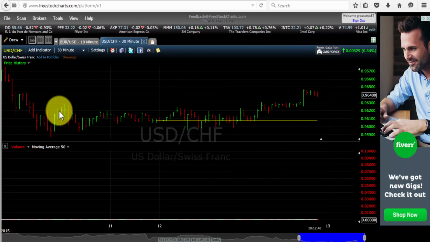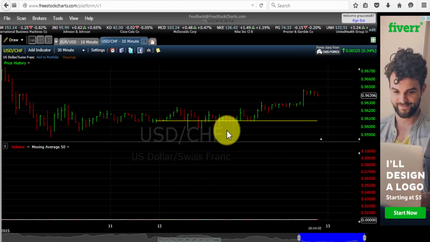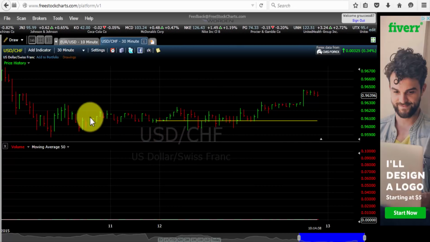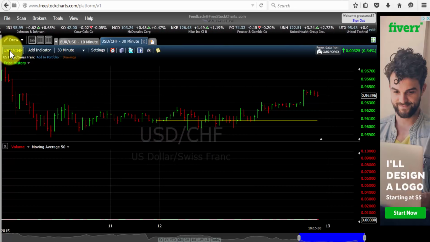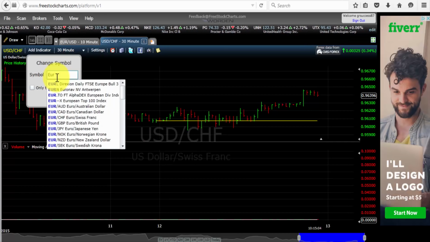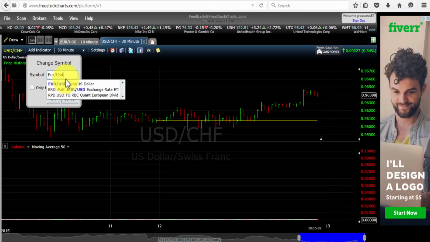Now, this strategy can be used for any currency pair. However, through experience, we find that it works best with the Euro-USD currency pair because of its low volatility and is the most reliable currency pair to invest with. As you can see here, the asset selected for us already is the USD versus CHF. Now to change to Euro-USD for the strategy, you click over here on the left-hand side and you type in Euro-USD. There it is.